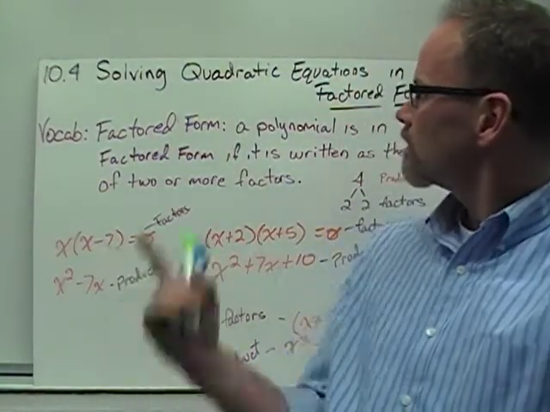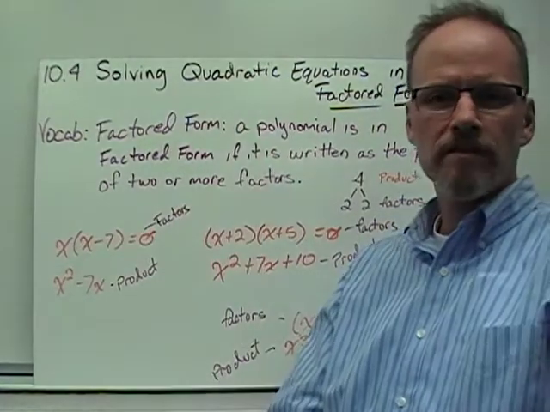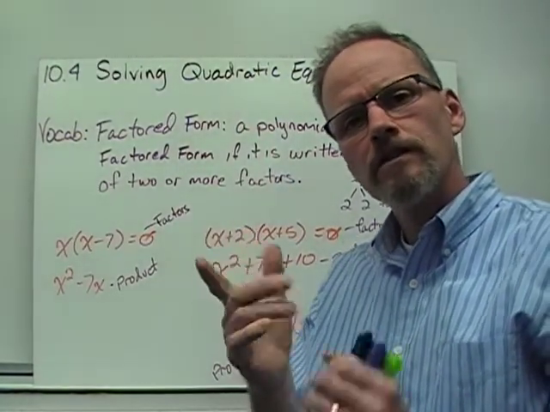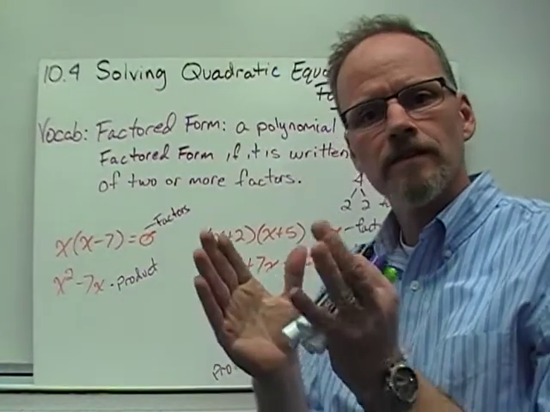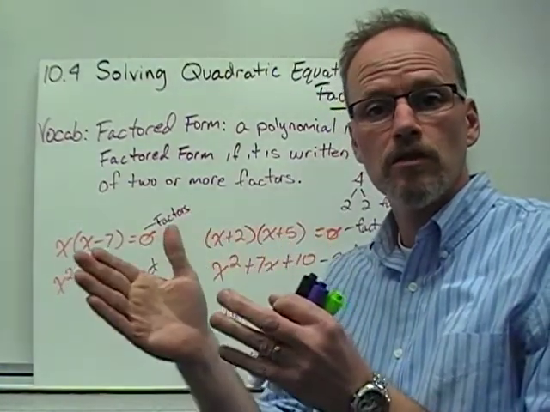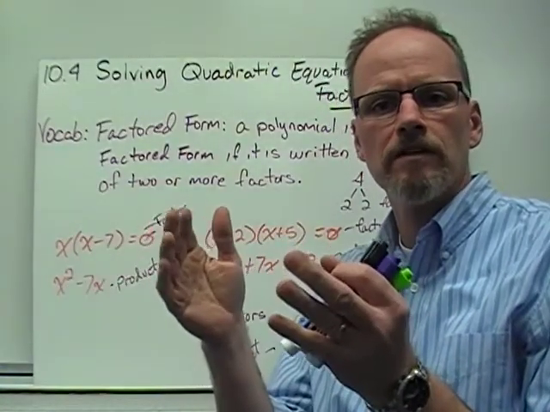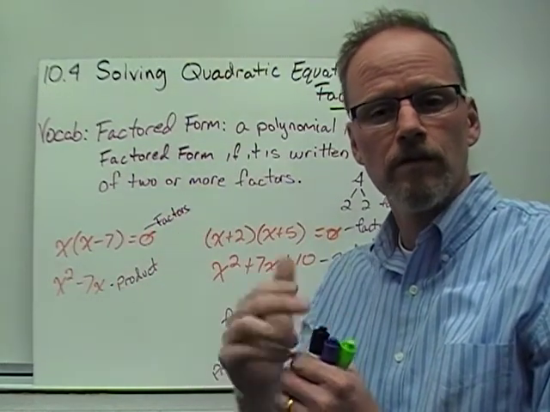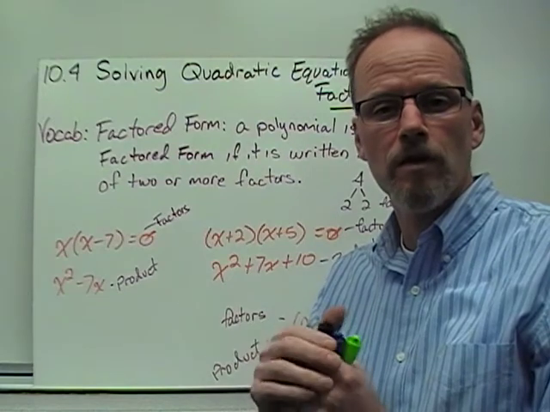10.4, solving quadratic equations in factored form. You guys are used to factors. Basically, a factor would be 2 and 6. 2 times 6 is 12. 12 is the product. 2 is a factor, and so is 6. There are factors of 12.